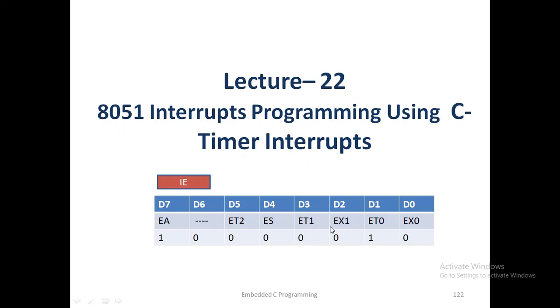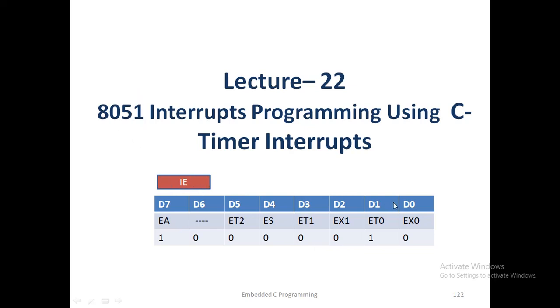8051 has the maskable interrupt. As we all know, it is a maskable and vectored interrupt. Maskable means a programmer can enable or disable the interrupt by using the program. You can enable or disable with the help of the interrupt enable register, which is available in the 8051 microcontroller.